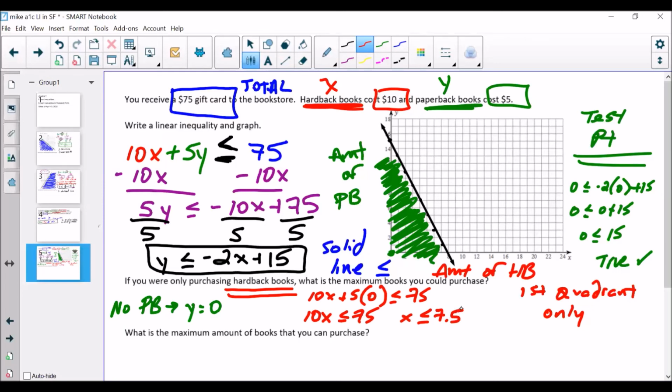Now, there is no such thing as half of a hardback book, so for this question right here, our maximum amount of books, if we're not allowed to purchase any paperback books, can't be 7.5. It doesn't quite make it to 8. The only whole number that would work for this inequality, or the largest whole number, I should say, that works would be 7 hardback books.